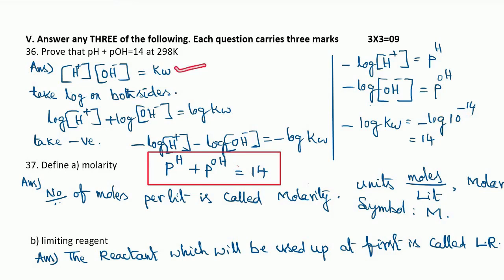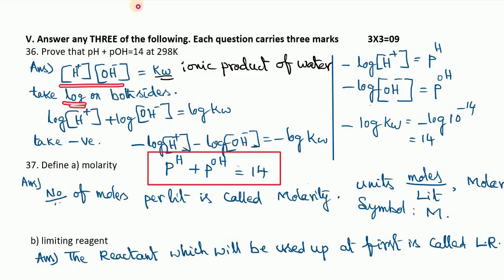Kw. What is Kw? Kw is the ionic product of water. Kw is [H+][OH-]. Right. Take log on both sides.